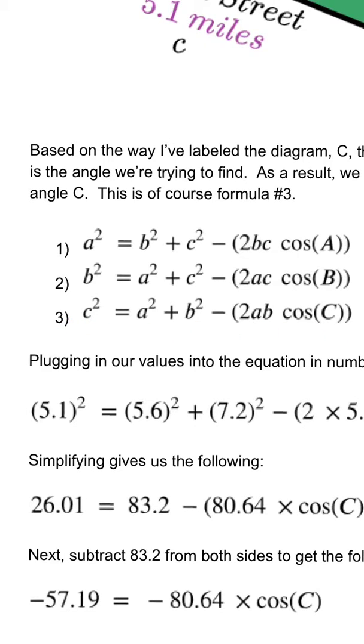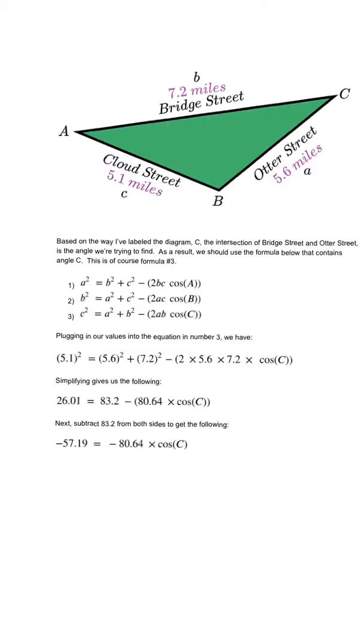So we're just going to plug in the values that we have, and we have little a, little b, and little c, into that formula. So we have that 5.1 squared equals 5.6 squared plus 7.2 squared minus, in parentheses, 2 times the 5.6 times the 7.2 times the cosine of c. And now we want to get the cosine of c by itself.